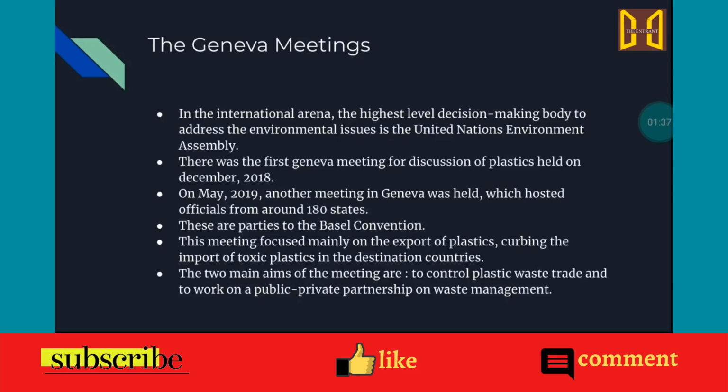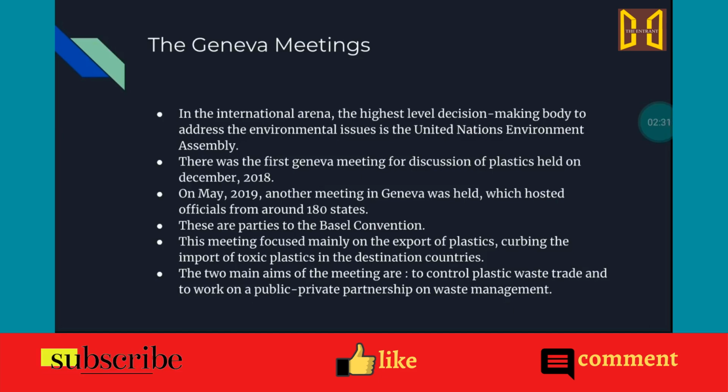The Geneva Meetings, as we know, are conducted for taking international decisions on global crises. This is a global crisis, and it is already too late to conduct Geneva Meetings, but at least we did. So, in the international arena, in the United Nations body, it is the United Nations Environment Assembly which has to take the main decisions regarding environment problems and crises. So the first Geneva meeting was held in December 2018, which hosted officials from 180 countries even back then, and there was an ad hoc court held for hearing the sides of various parties.